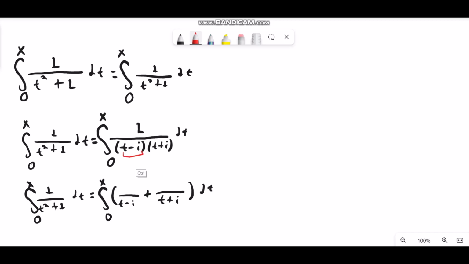If we set this denominator equal to 0, that means that t minus i equals 0. That means t equals i. So now I'll cover this up, and I'll plug t equals i into the rest of this here.